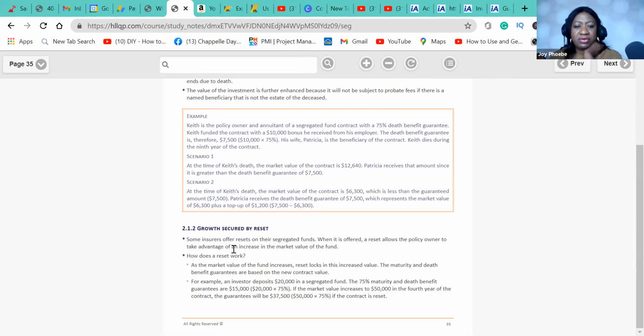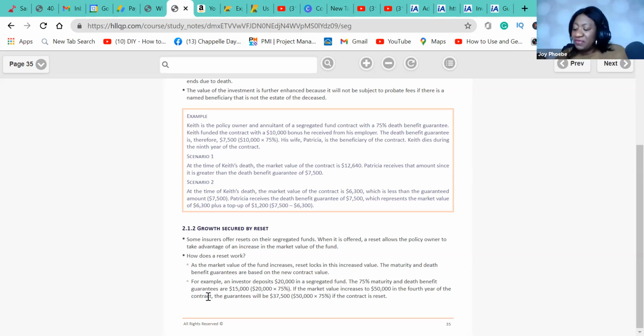Oh my goodness. Okay, growth secured by reset. Now, some insurers offer reset on their segregated funds. When it is offered, a reset allows a policyholder to take advantage of the increase in the market value of the fund. How does this work? As the market value of the fund increases, a reset locks in the increased value, and the maturity and death benefit guarantees are based on the new contract.